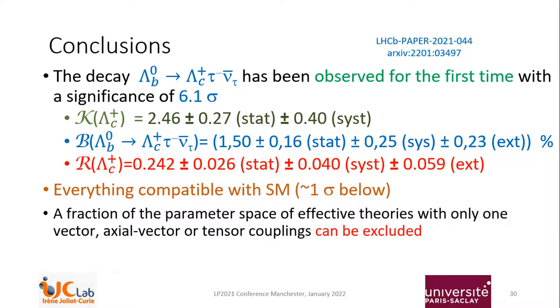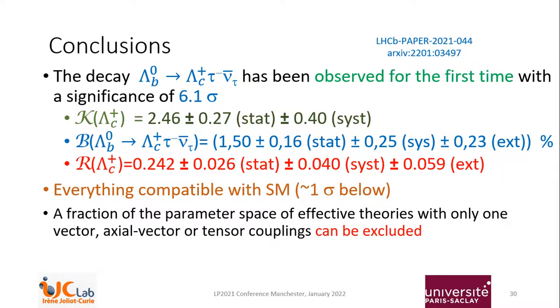Yeah. Am I audible, sir? Yeah. Okay, selfish phenomenological question. Are these observables correlated? And if yes, can we lay our hands on the exact correlation numbers? Thank you. You mean these three, K, B, and R lambda C?